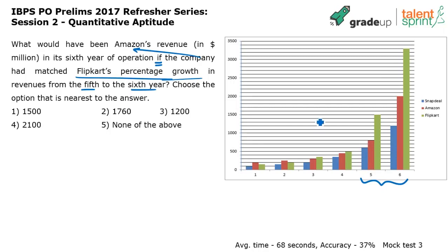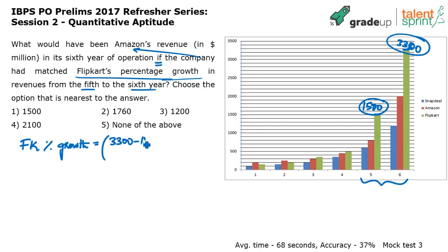Now, what is Flipkart's percentage growth? How do we measure that? We have already discussed this, right? We know the value in 5th year and we know the value in 6th year for Flipkart. I think this is 1500, and in the 6th year it is 3300. So Flipkart has grown from 1500 to 3300 in $1 million, but we want percentage growth. How do you measure it? Final minus initial by initial into 100. 3300 minus 1500 upon 1500 into 100.